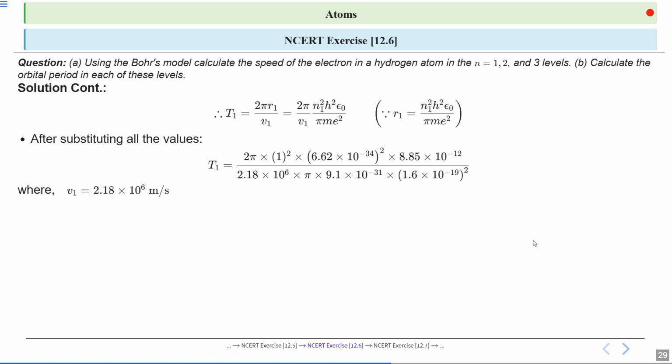Here we are reminded that the speed of the electron in the first orbit V1 is 2.18 times 10 to the power 6 meter per second. This value comes from the Bohr model formula for electron speed.